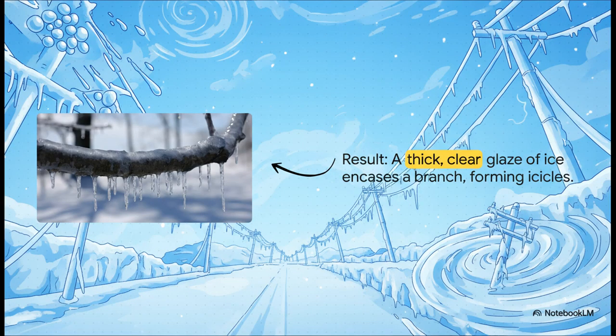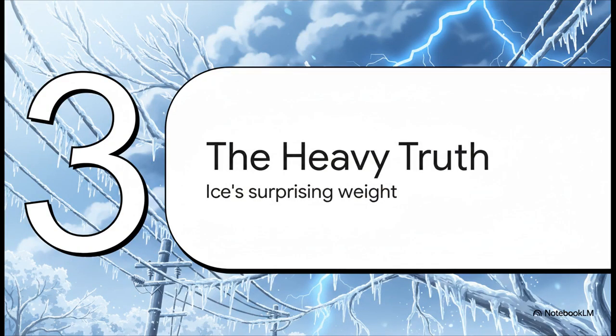The second those supercooled raindrops hit a branch, a power line, a car, a road, they freeze instantly. Everything gets coated in this smooth, clear, and incredibly heavy glaze of ice. It looks so delicate, almost like glass, doesn't it? But that beautiful glaze is where the real danger is hiding. Because all of that ice has a secret.